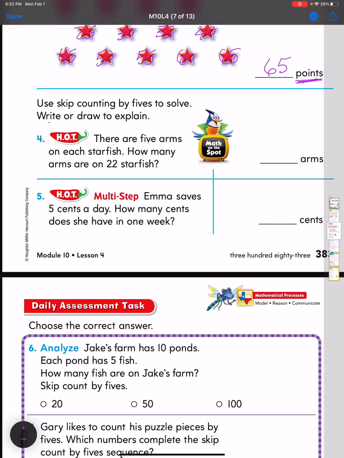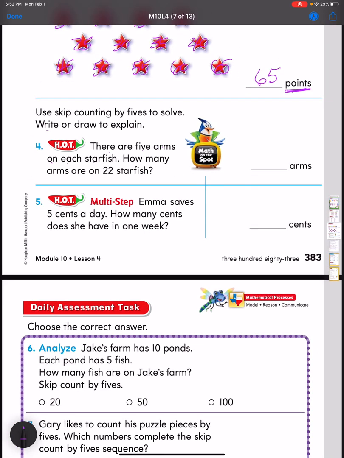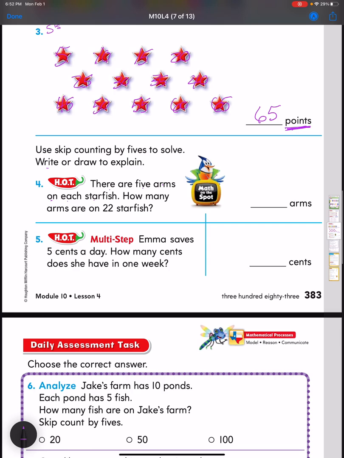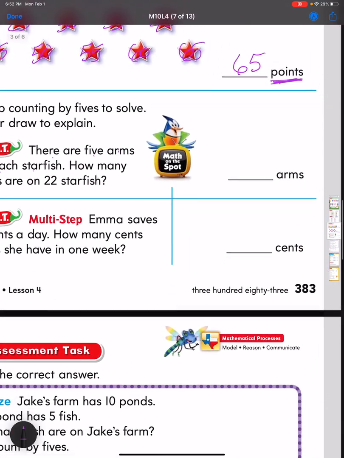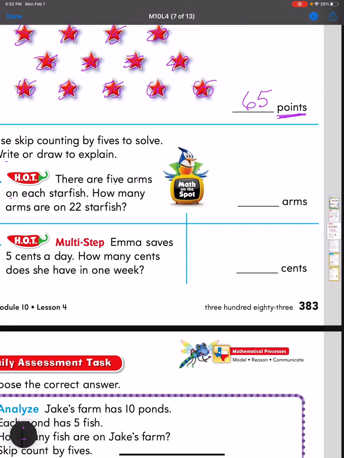There are 5 arms on each starfish. How many arms are on 22 starfish? So one way to do this would be to draw your 22 starfish, right? We could draw 22 starfish. Or maybe you want to draw 22 lines and you want to just fill in your numbers as you're doing that. That might be a lot faster than drawing the 22 starfish.